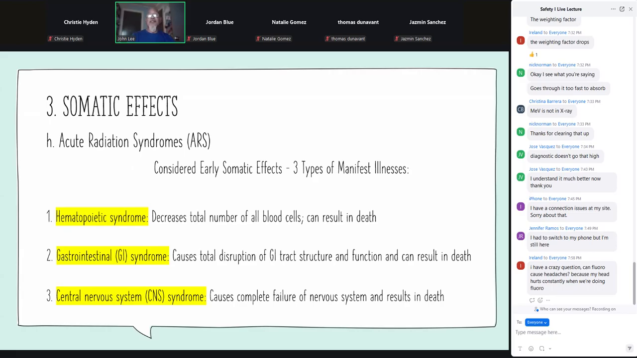And of course, most of this information and the research came about from World War II and the bombs that were dropped on Hiroshima and Nagasaki, and studying the effects on those people that lived post exposure to those bombs. This is where we get all of this information from.